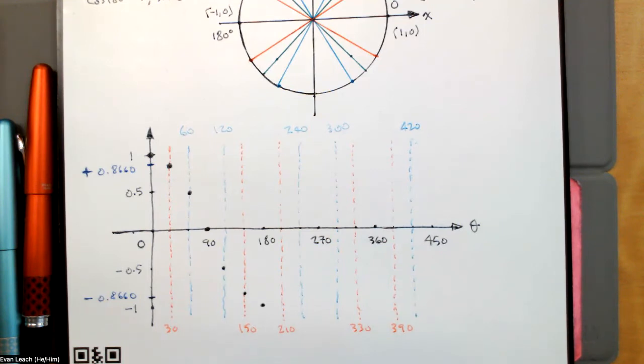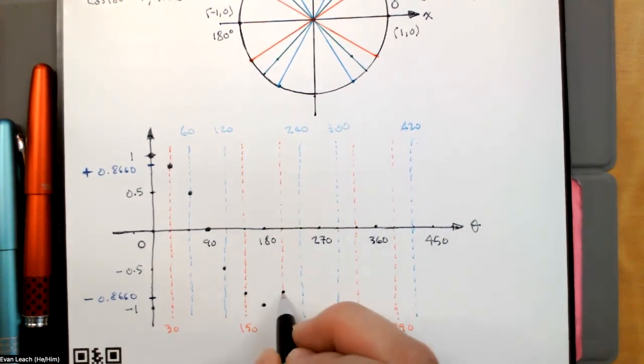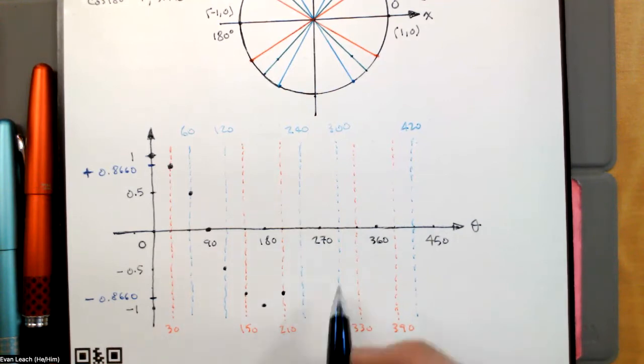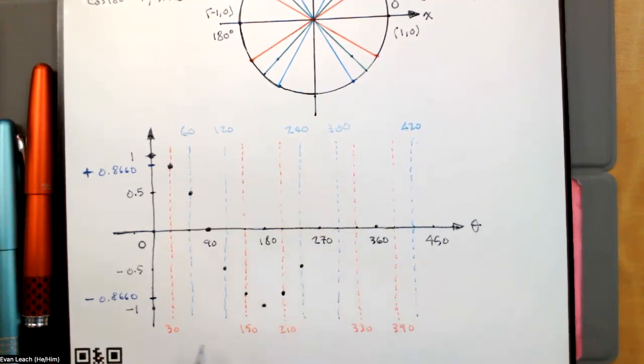Now we start going back up from -1. At 210, it's a 30-degree reference angle. So we'll be at root 3 over 2, negative, because we're in quadrant 3. Cosine of 240 is -1/2. Cosine of 270, we're back to 0.